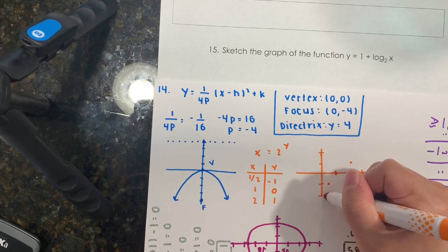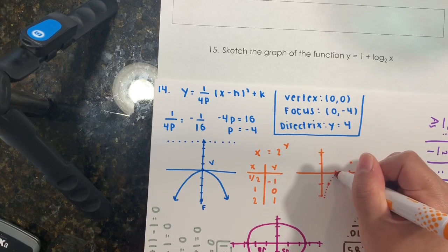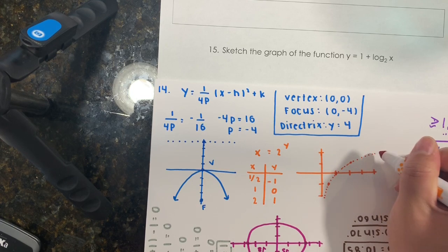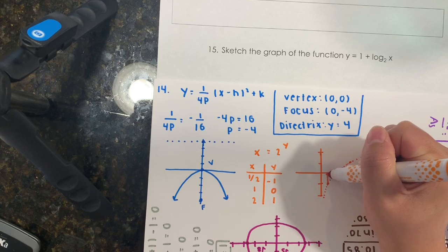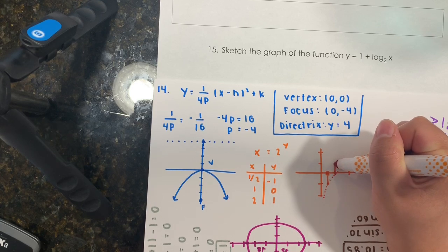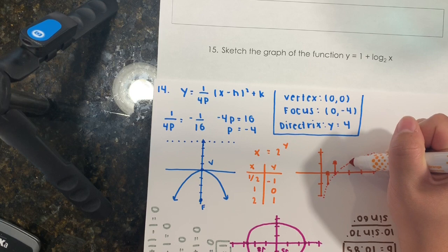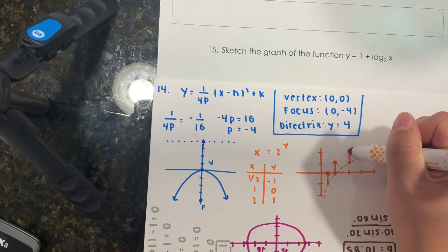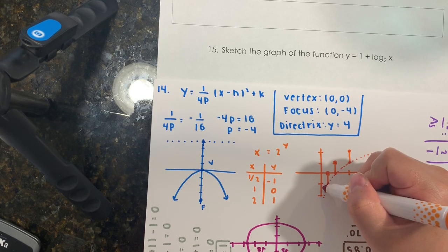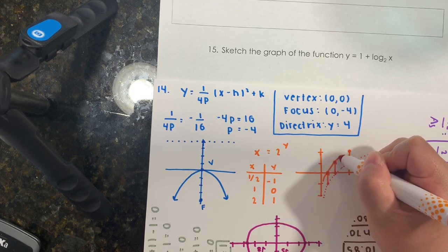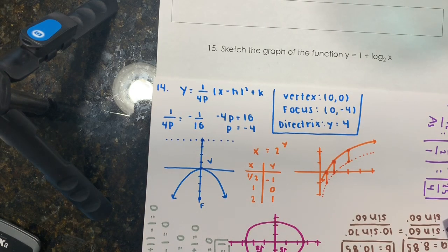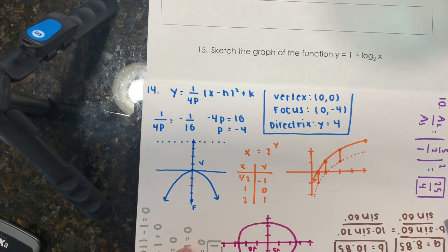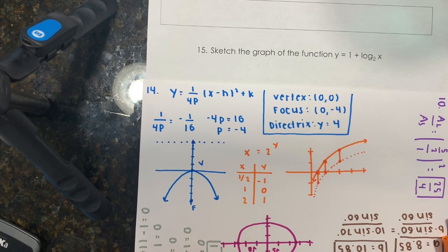But see, this is just going to be my original. Then I need to shift everything up 1. So that means instead of here, this is going to go here. Instead of here, this is going to go here. Instead of here, it's going to go here. So my actual diagram will look like this. And that concludes numbers 1 through 15 on lesson 75.